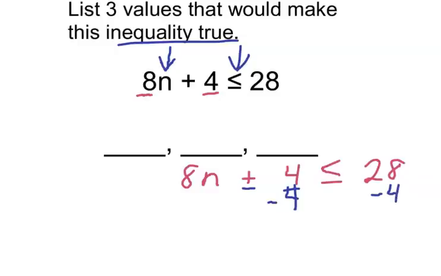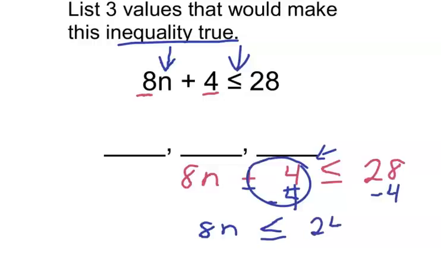If we do that, on this side we have 8n. A positive 4 and a negative 4 becomes nothing. So that's all we have left on this side is 8n. So we're going to put is less than or equal to 28 minus 4 is 24. All right. Now we need to get rid of this 8. Okay, 8 and n right next to each other is multiplication.